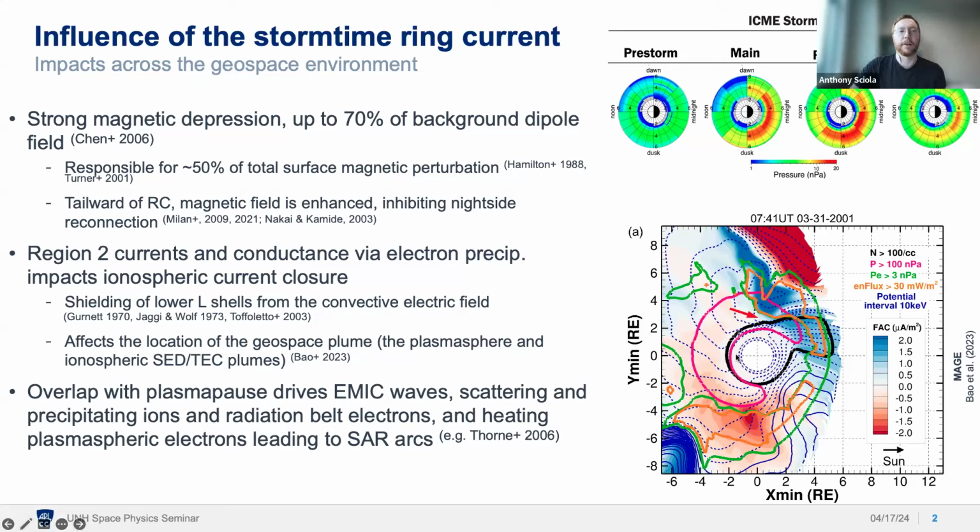This in turn affects the location of the geospace plume, the combined plasmasphere and ionospheric plumes shown in black here. The overlap with the plasmasphere also drives EMIC waves, which scatter those ions as well as radiation belt electrons, and also heat the plasmasphere. So the ring current exists within a very busy system, especially during storms, and is coupled in a whole lot of ways.